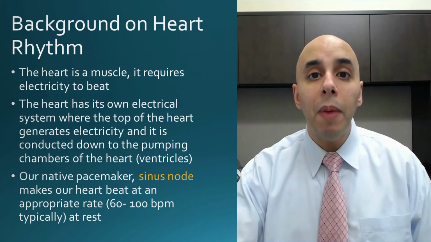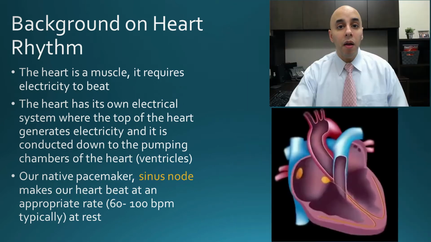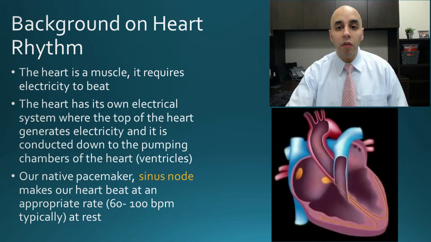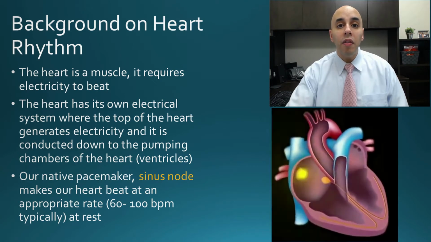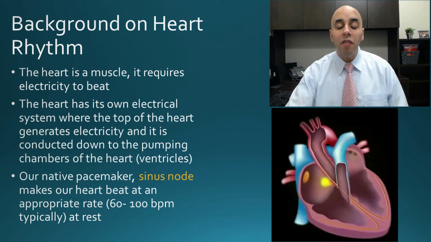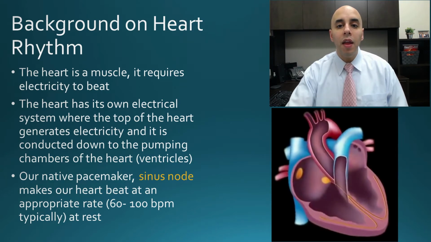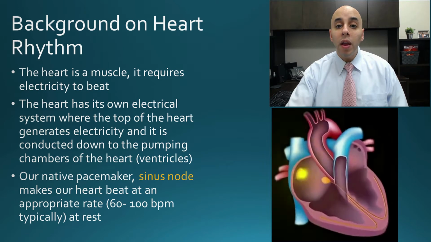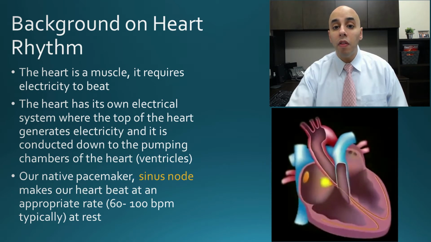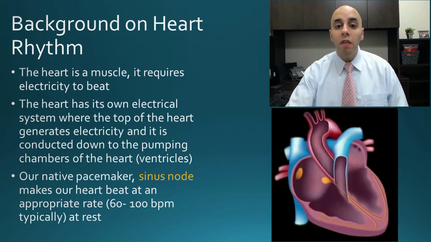So let's start with a little bit of background. The heart is a muscle. Any muscle in the body needs electricity to contract, so just like if you're squeezing your arm or your leg, electricity runs down a nerve, and that causes it to contract. In the heart, it has its own electrical system, which is automatic. And in that, the top right part of the heart generates electricity, and it goes from the top to the bottom part called the ventricles, and that causes the bottom part to beat.